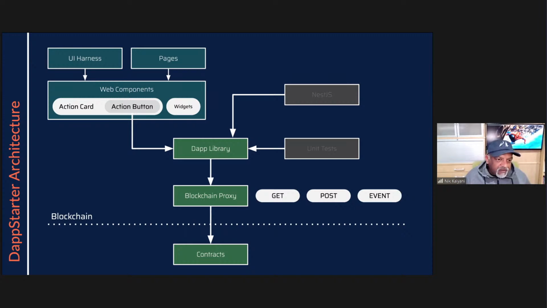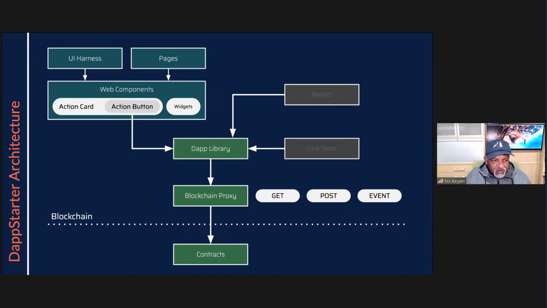And in particular, there are three components that I want to talk about. The first is an action card. So action card, as I mentioned to you, is a UI that allows you to exercise the get and the post capabilities or put capabilities. And the action card really relies on an action button.